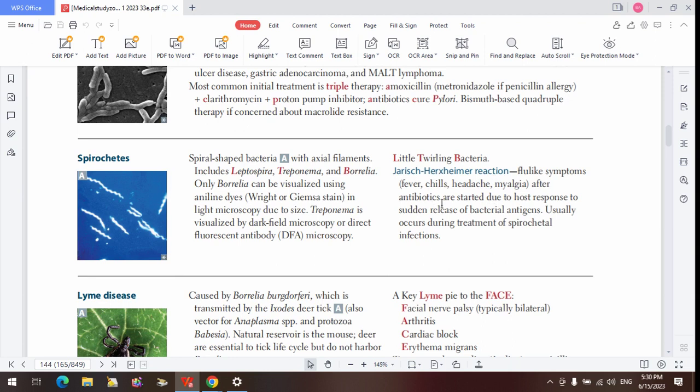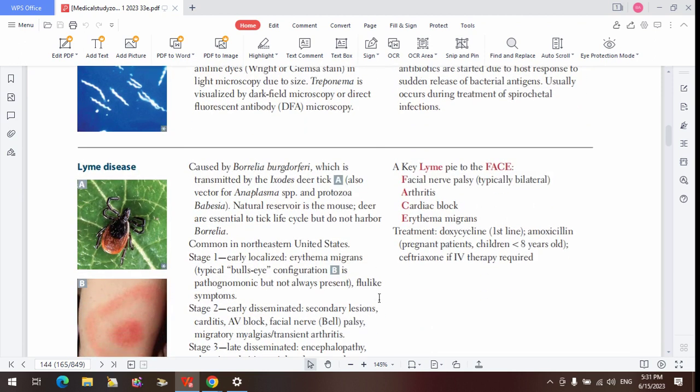We should pay attention to the Jarisch-Herxheimer reaction. They ask it sometimes in those questions. Sudden onset of fever, chills, headache, myalgia, and malaise after you have administered antibiotics to treat any of these spirochetes, that is your Jarisch-Herxheimer reaction. It's not only confined to syphilis from Treponema. If someone has Borrelia infection like Lyme disease or Leptospira infection, with the antibiotics they can develop this reaction.